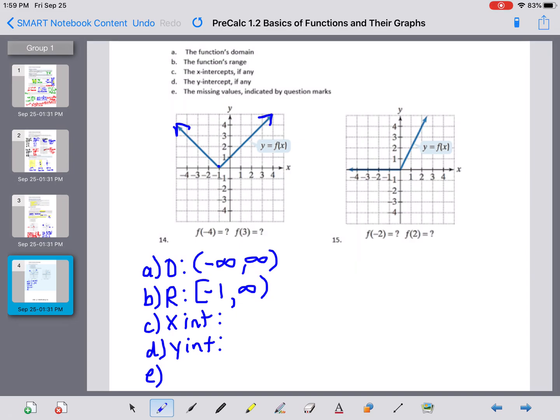For the x-intercept, where did it cross my x line at? -1. My y-intercept, where did it cross the y at? +1. And D says now, they gave me these function values underneath.